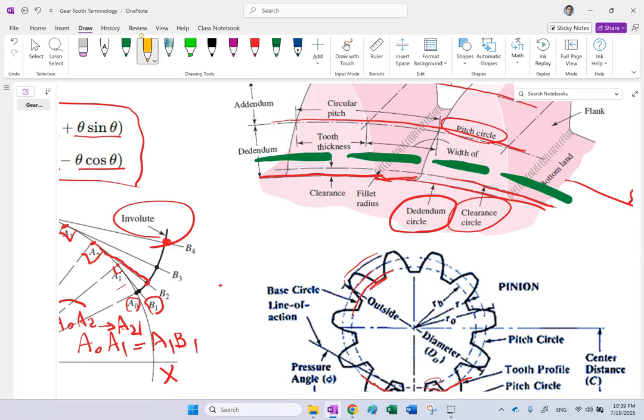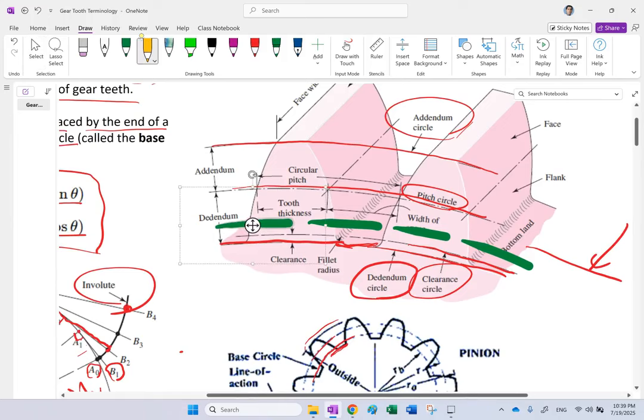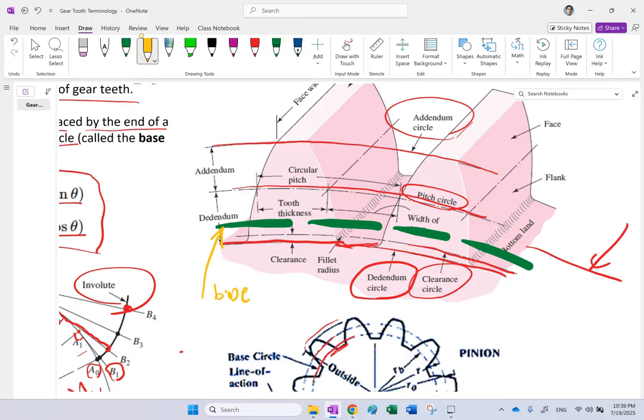As I said, base circle is where your involute curve starts. So above this base circle, okay, this is your base circle, above the base circle, your profile is involute. So this portion of the profile is involute. You might say, what about this portion here below it? What is that? The answer is this is not involute.